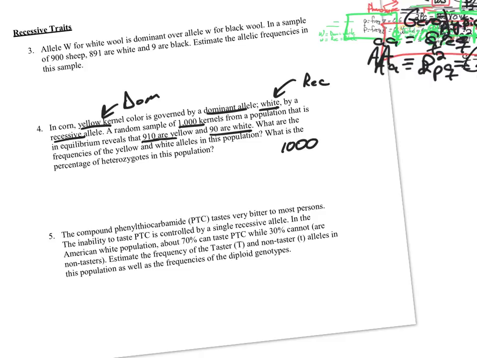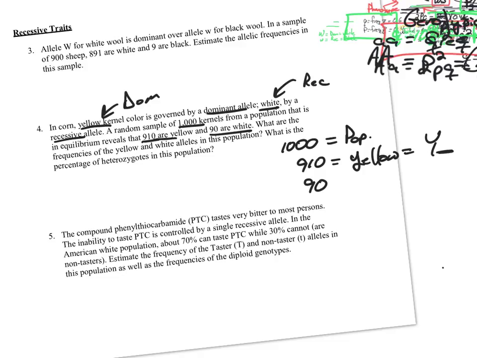1,000 kernels equals what? What does 1,000 mean? It's the population. And 910 are yellow, when yellow is dominant. So what do you want to call it? Big Y? Blank, because we don't know what it is. Very good, somebody said that. That's excellent.